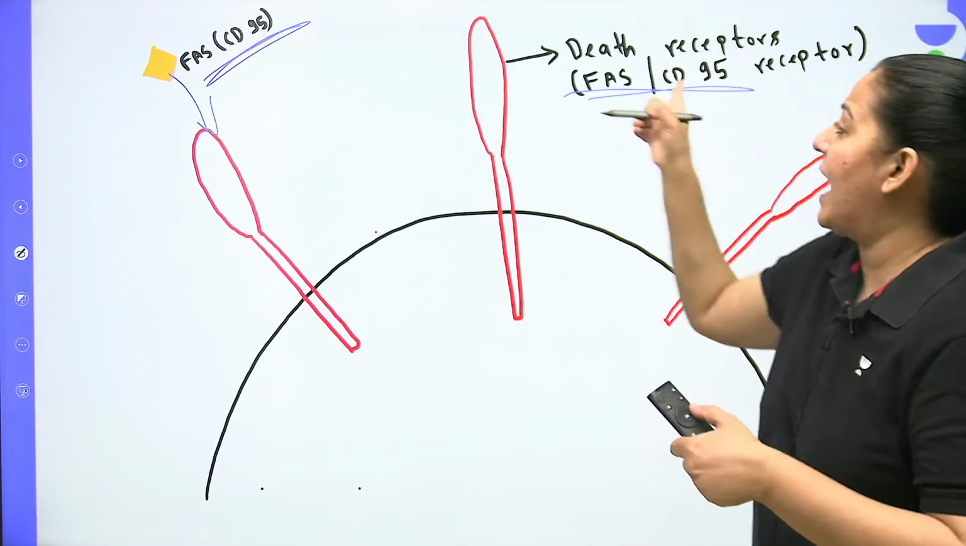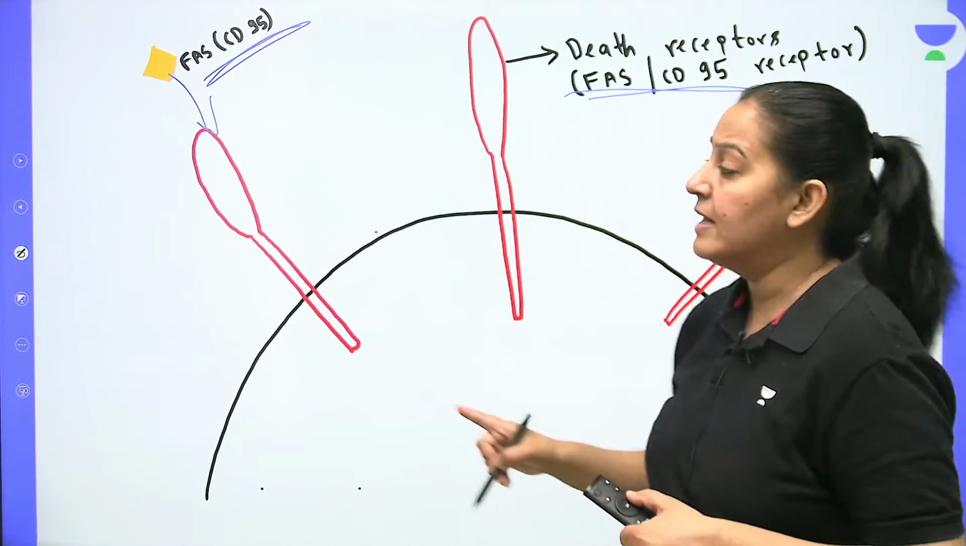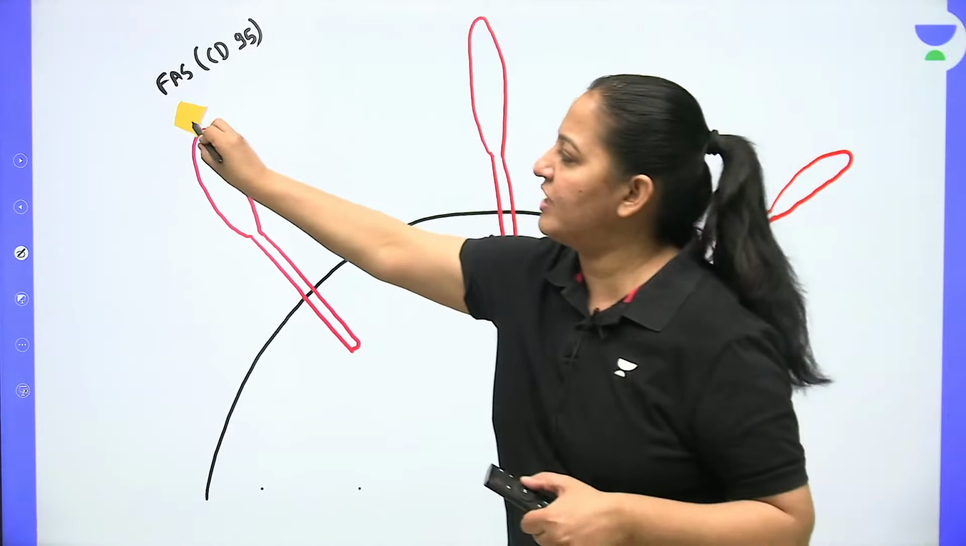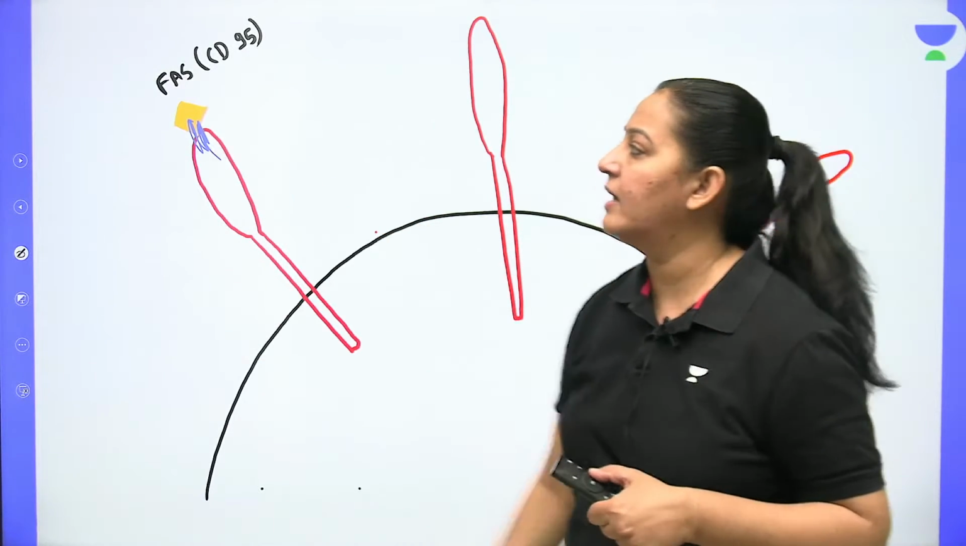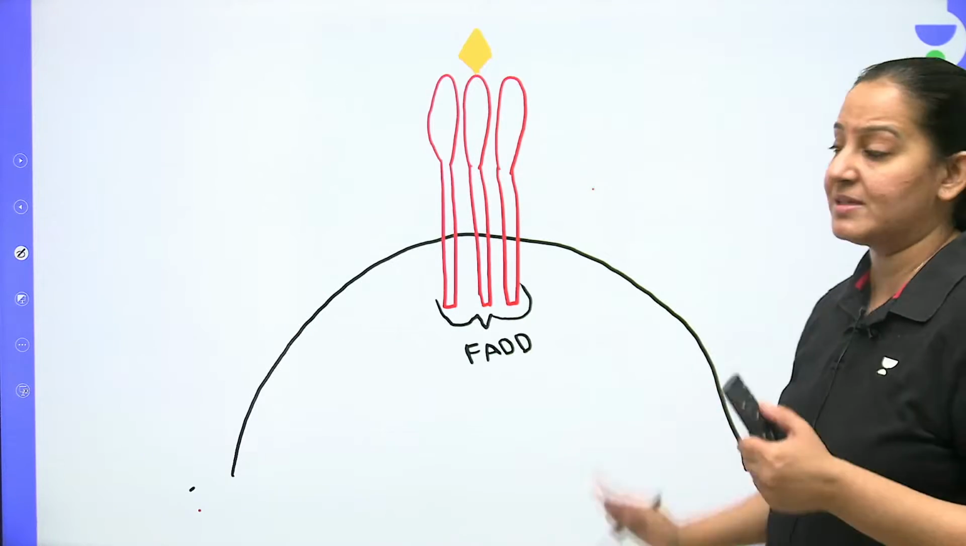CD95 ligand coming and binding with the CD95 receptor. Once it binds and gives the signal here, can you see the combination? Can you see the binding? Appreciate the binding. After that, multiple death receptors come closer. So these multiple death receptors come closer.